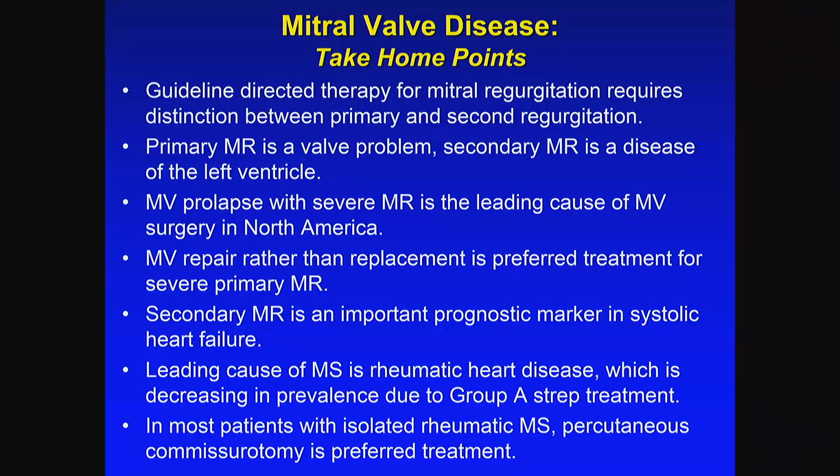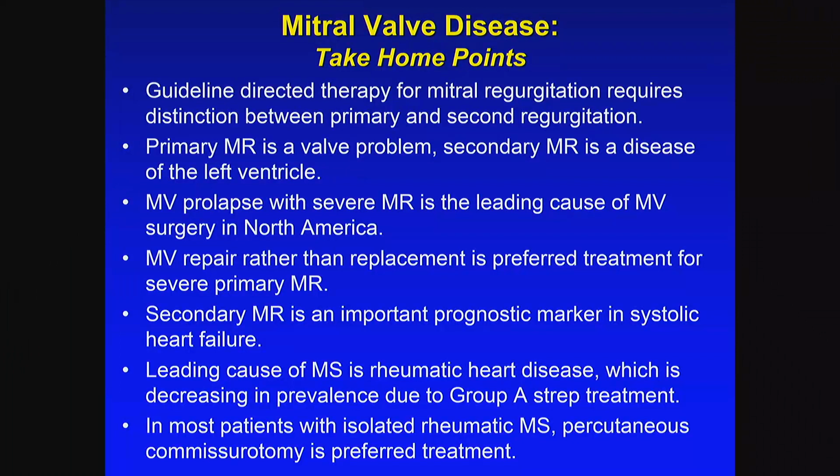What I'd like to leave you with in this review of mitral valve disease are the following take-home points. First, that guideline-directed therapy for mitral regurgitation requires a distinction between primary valvular and secondary ventricular causes of regurgitation. Primary MR is a valve problem, secondary MR is a disease of the ventricle. Mitral valve prolapse with severe MR is the leading cause of mitral valve surgery in North America, and mitral valve repair rather than replacement is the preferred treatment for severe primary mitral regurgitation, particularly when it's from prolapse.